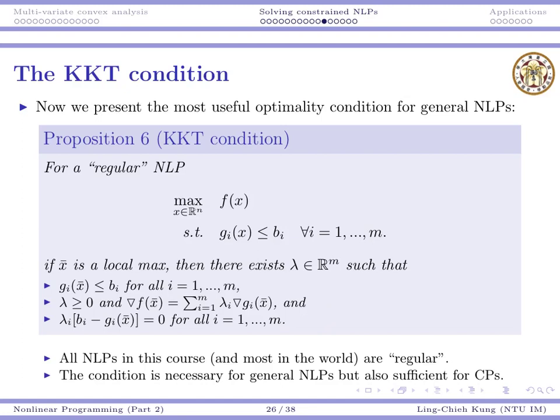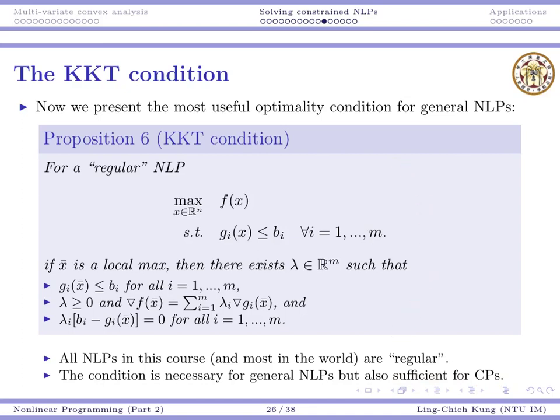We're not going to prove the KKT condition, but at least you know what they are talking about and what is to be verified. All the nonlinear programs in this course, and most of them in the world, are regular. Because of that, we're not going to give you a precise definition for regularity. In general, there are some ways to prove a nonlinear program is regular or not, but most of them are regular, so let's forget it. And also, the condition is necessary for all the nonlinear programs, but it will also be sufficient for convex programs. So mathematically we have this.